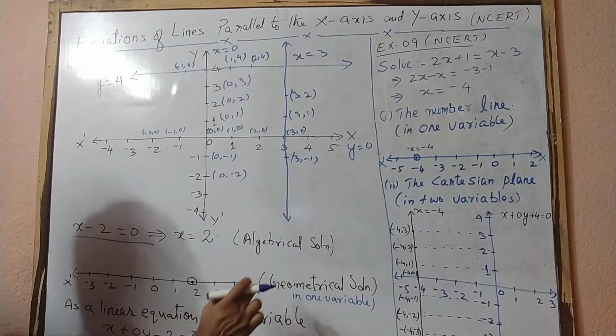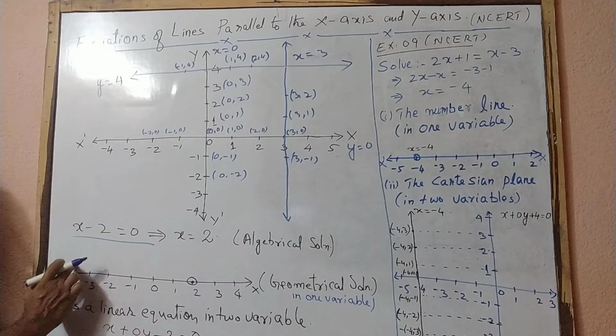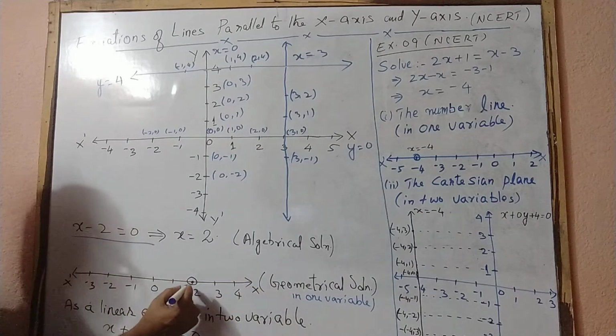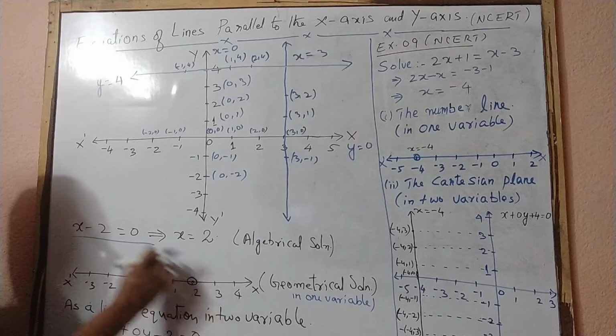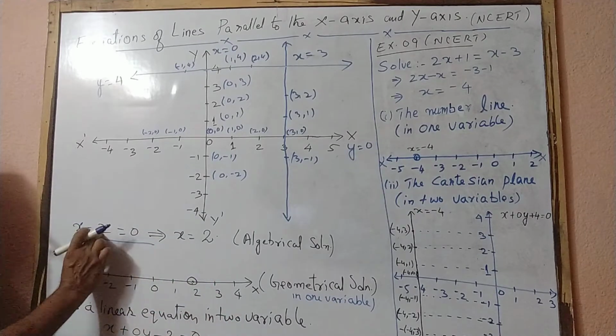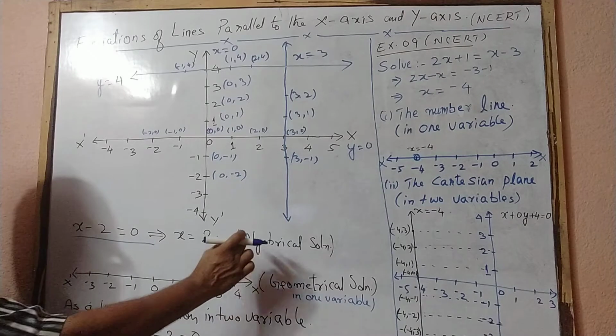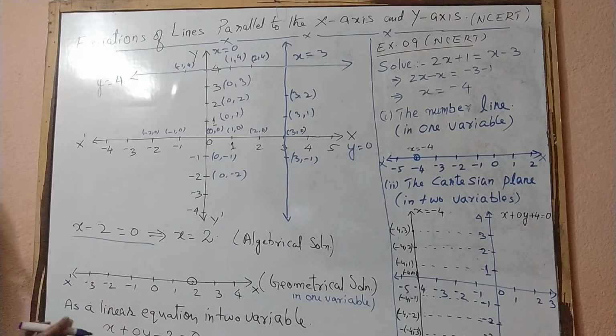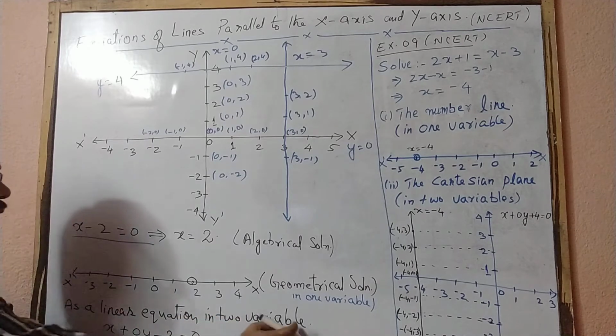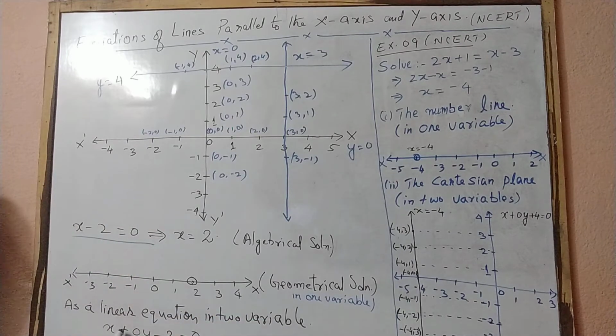Now if you have to represent it geometrically, then we draw the x-axis and mark the point 2 on it. So this is the solution of the equation x minus 2 equal to 0. This is algebraically and this is geometrically, that is in one variable. Suppose you want to represent it in two variables, as a linear equation in two variables, how will you represent? x plus 0y minus 2 equal to 0.